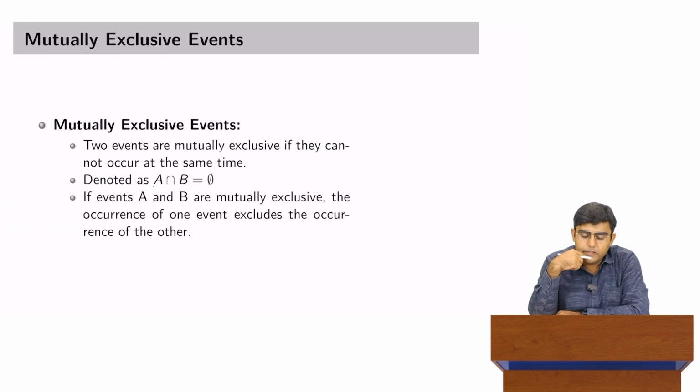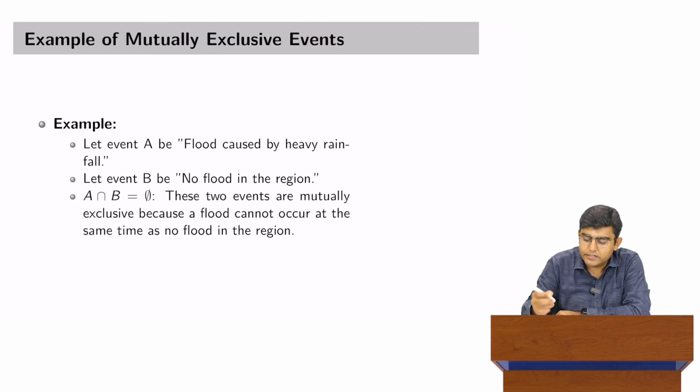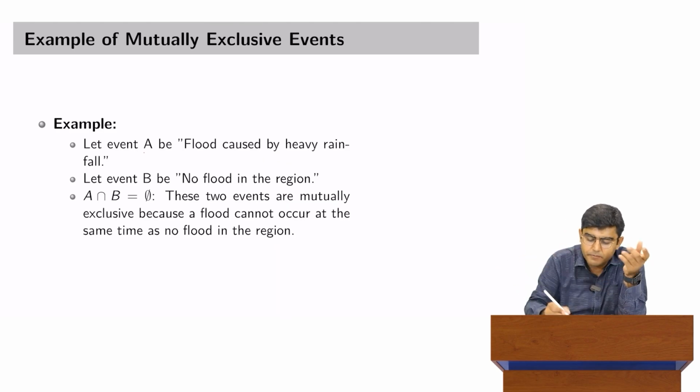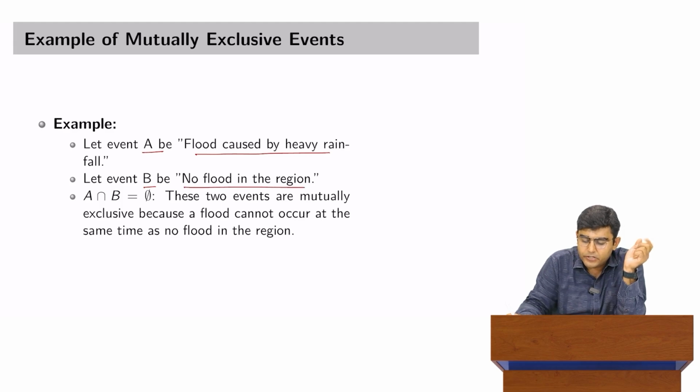Now, another kind of event that we are interested in is mutually exclusive events. As I already mentioned, there is no intersection. In a coin toss, either it's heads or it's tails, so there is no intersection. In case of floods, we may say let event A be flood caused by heavy rainfall and B be no flood in that particular region. Now, either you have a flood or you don't. So this is a classic example where no intersection is possible between these two events.